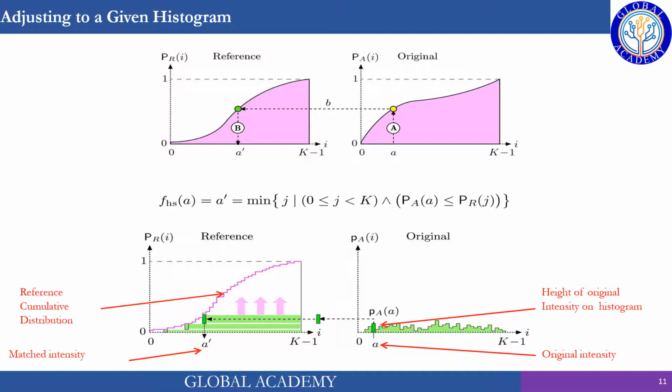We have the cumulative distribution of the original image, and this time this reference cumulative distribution is not a cumulative distribution of our choice or some arbitrary cumulative distribution. It's in fact computed using some reference image. So these are the cumulative distributions of two images, and we would like to match them, which are in fact histograms.